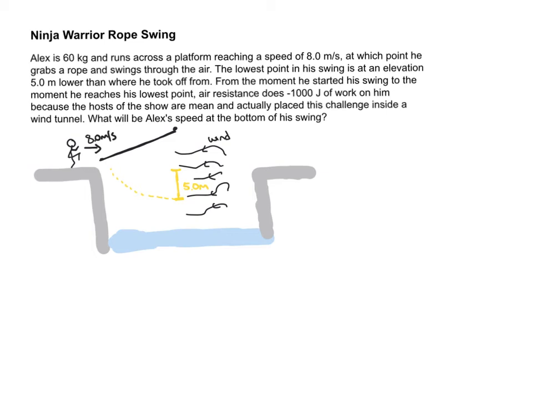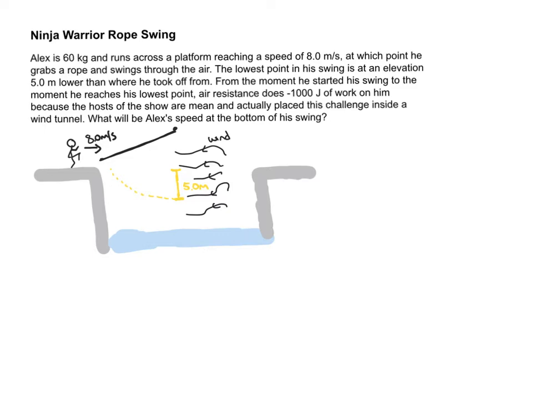All right, so I've tried to draw a picture of what's going on here. We have Alex running, gets himself up to a speed of 8 meters per second when he grabs that rope, and he's going to swing hopefully across this pool of water below and safely onto the next platform. These hosts, they made it extra tough.